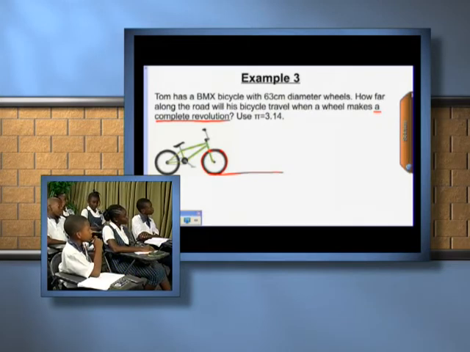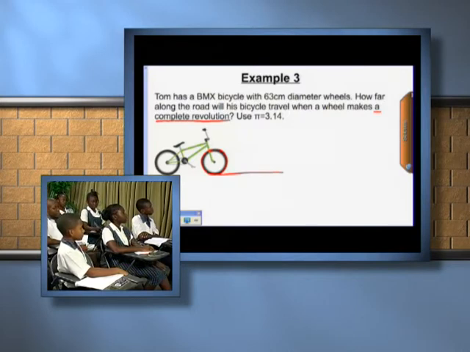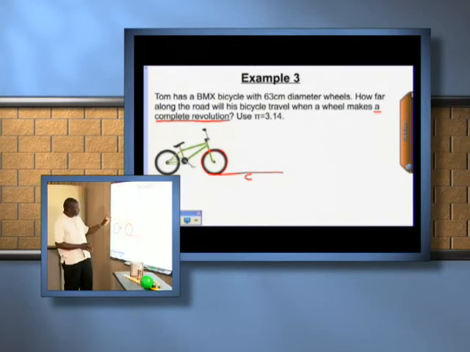Circumference. So when the question is asking us to find the distance it makes for one complete revolution, in other words, what is the question asking us to find? The circumference. Good. So the question is basically asking us to find what is C. What is the circumference of this bicycle? All right? So how do we find the circumference? We want to find the circumference, and what do we know? The diameter.